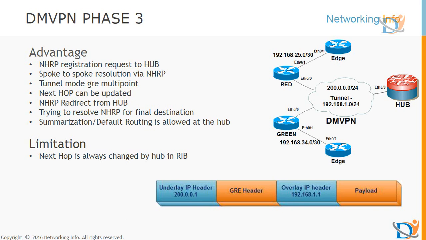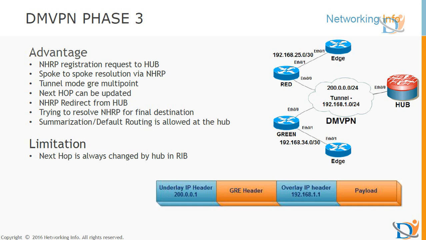If I talk about scalability, in Phase 2 summarization is not allowed on the hub. So all the prefixes must be distributed to all the spokes to be able to set up direct spoke to spoke tunnels. All the routes must be more specific, otherwise you cannot make a direct spoke to spoke tunnel. So summarization is generally not allowed on the hub. If you summarize anything on a hub, you are going to have the behavior you have in DMVPN Phase 1.